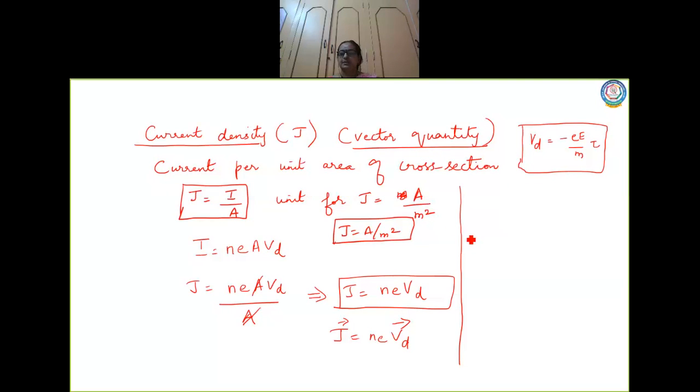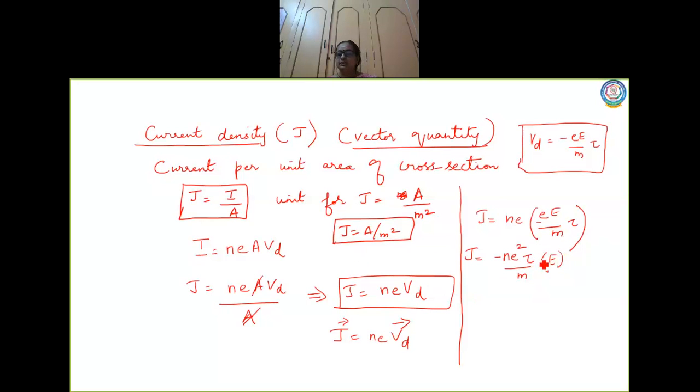Substitute here. When you have substitution here, N into e into, what is drift velocity? Drift velocity is e E by m into tau. So how does this formula go now? With a negative sign, right? So J can be written as minus N e square tau by m into E. This time I will segregate the constants from the variable.